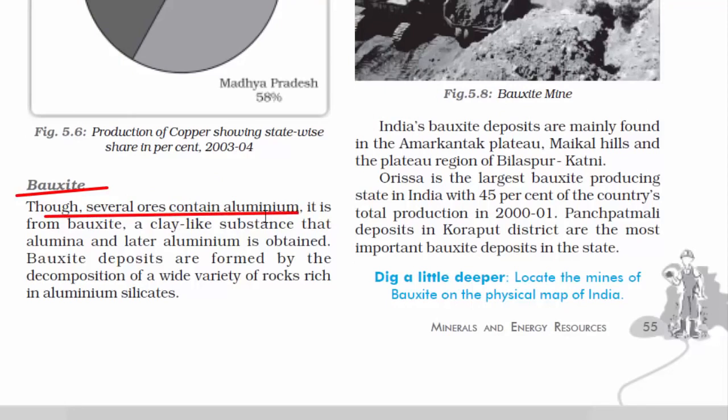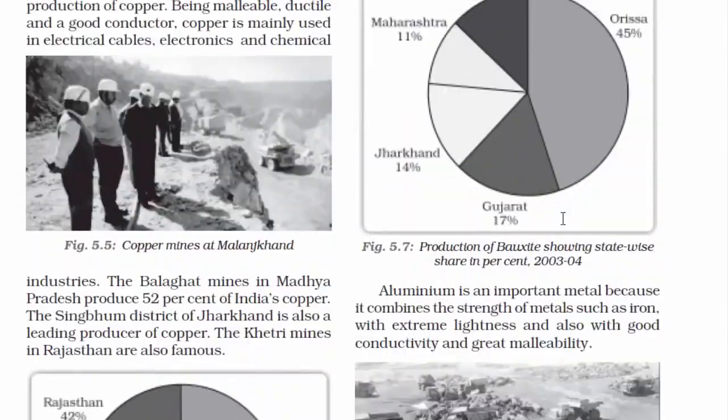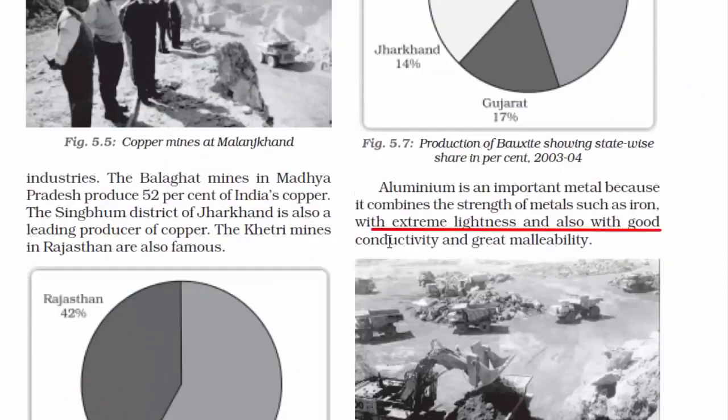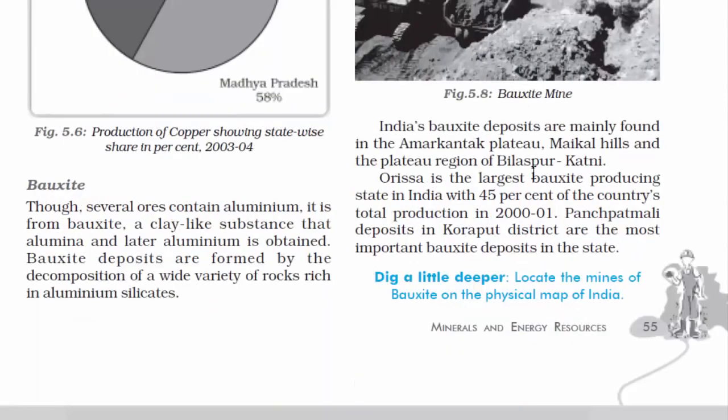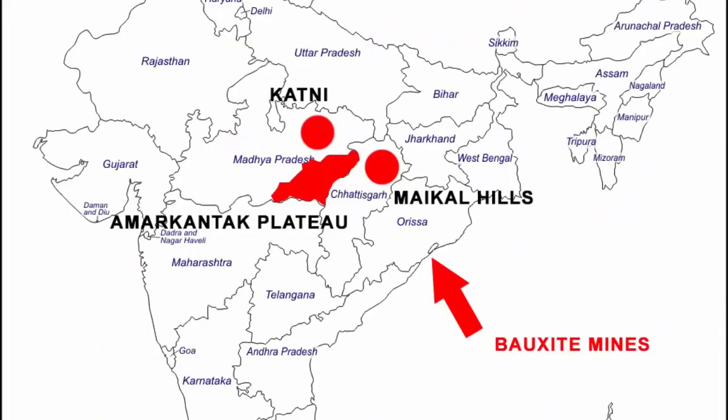It is an ore of aluminium. It is from bauxite, a clay-like substance, that alumina and later aluminium is obtained. Aluminium has good conductivity and great malleability. That is, it can be easily beaten into thin sheets. India's bauxite deposits are mainly found in Amarkantak Plateau, Maikal Hills and the plateau region of Bilaspur, Katni.